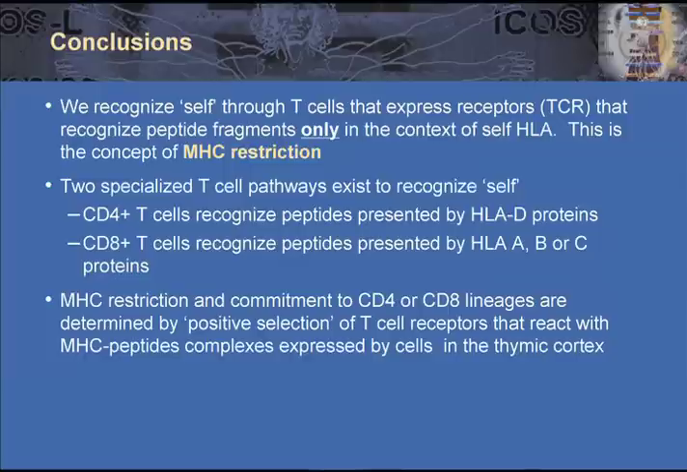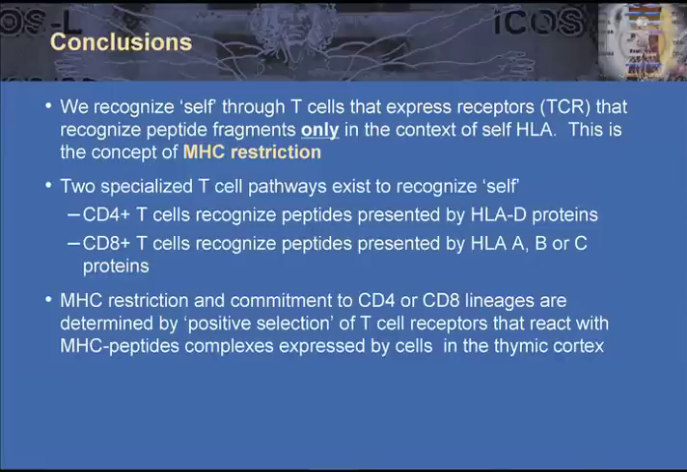So as we come to our conclusion slide, I want to emphasize that we recognize self through T cells that express receptors, TCR, that recognize the peptide fragments, but only in the context of self. And that ribbon diagram I showed you with the peptide in the middle is true for HLA A, B, C, or D. This is the concept of MHC restriction. There are two specialized T cell pathways. There's CD4 positive T cells that recognize peptides presented by HLA-D proteins or D antigens. CD8 T cells recognize peptides expressed by HLA-A, B, or C proteins, which are found on every nucleated cell in the body.